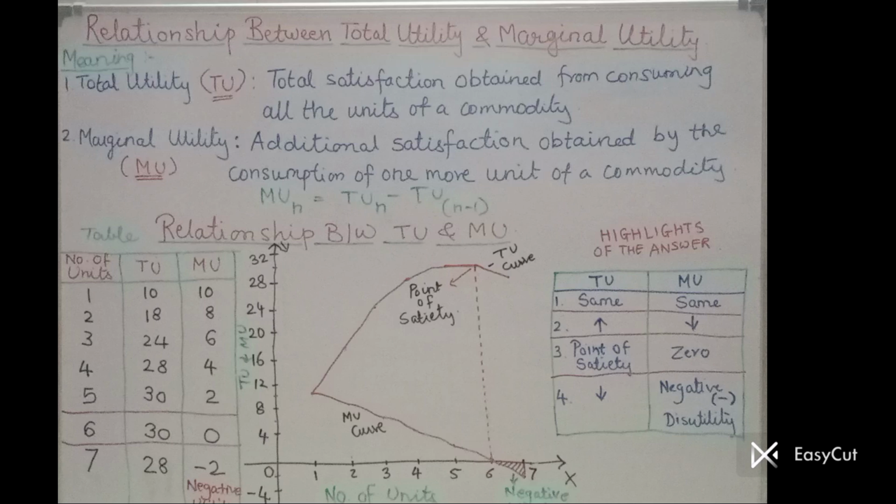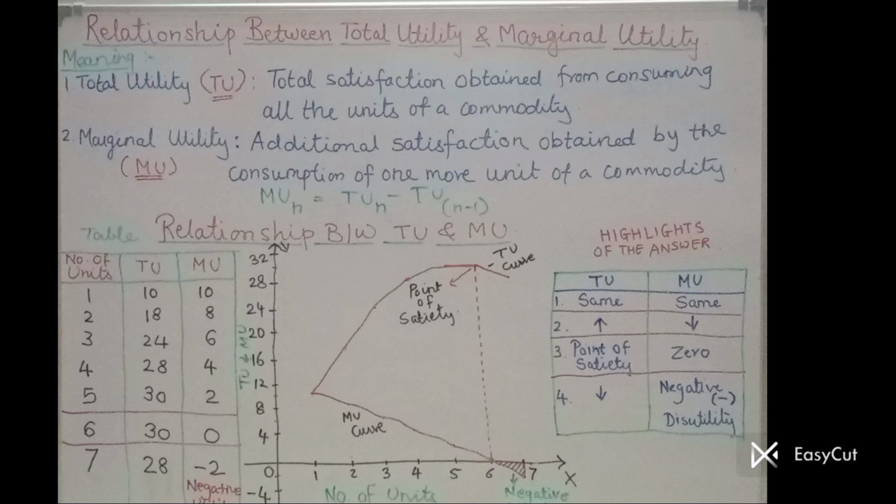Currently we are studying the chapter Utility Analysis. So today we'll learn about the relationship between total utility and marginal utility, that is TU and MU. Let us start with the meanings of TU and MU here. Now first point, total utility. You will start the answer with the meanings and then afterwards, we'll establish the relationship between TU and MU. So let us start our answer.